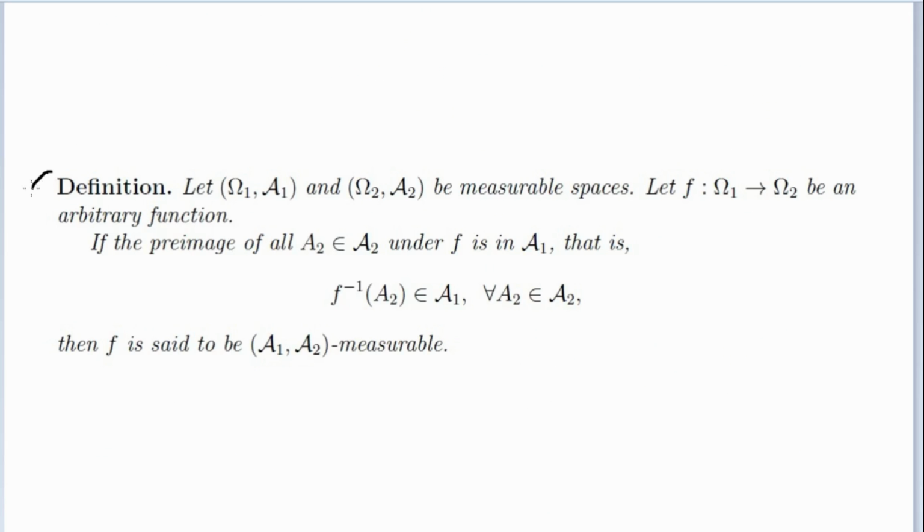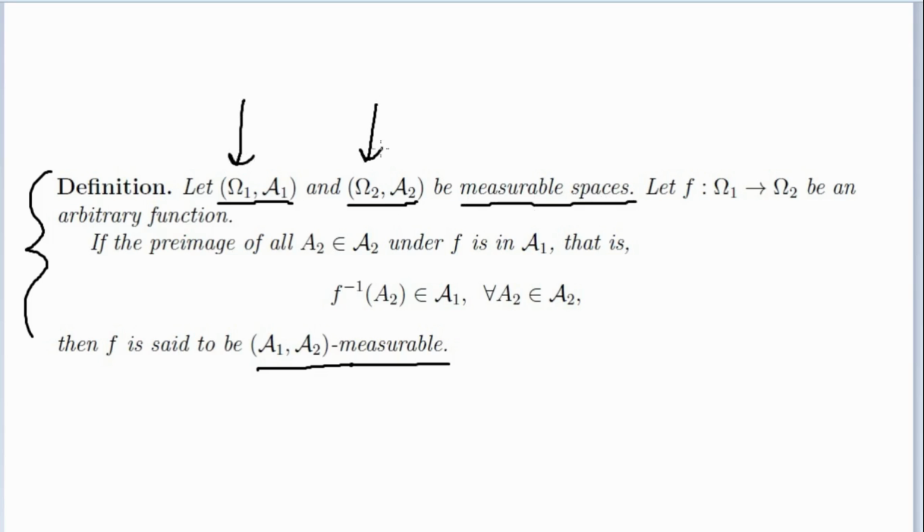So here we have the definition of a measurable function, or more specifically an A1, A2 measurable function. We have two measurable spaces, the pair Omega 1, A1, and the pair Omega 2, A2. You'll recall that Omega 1 and Omega 2 are both simply sets, and A1 and A2 are sigma algebras over those sets. And now we're dealing with the function f from Omega 1 to Omega 2.